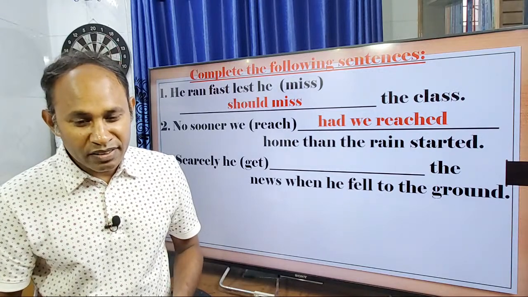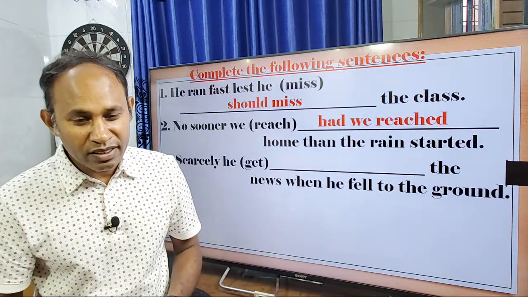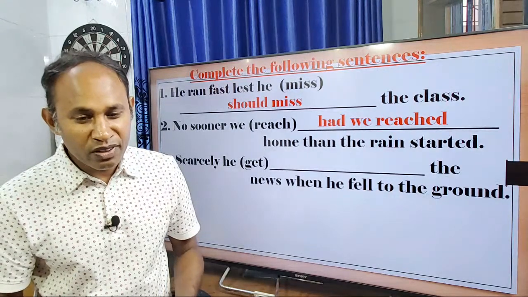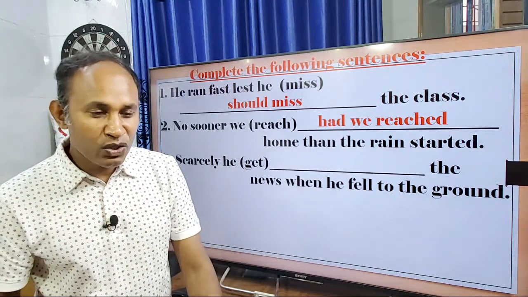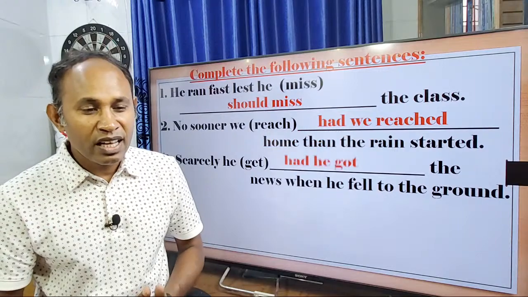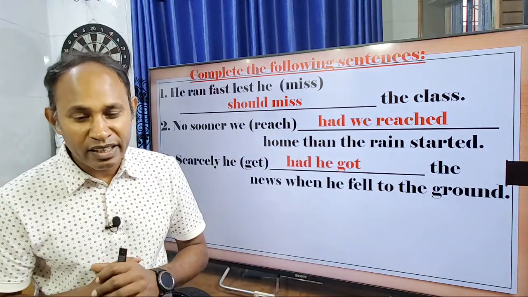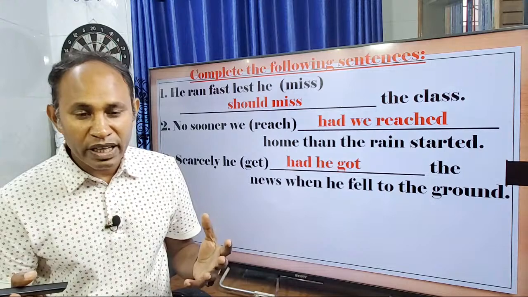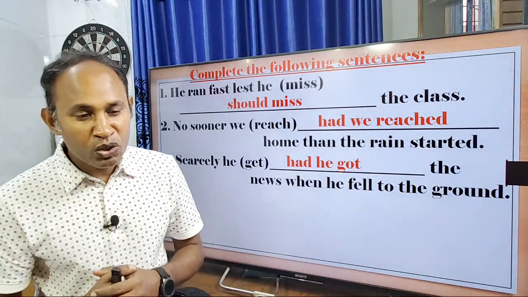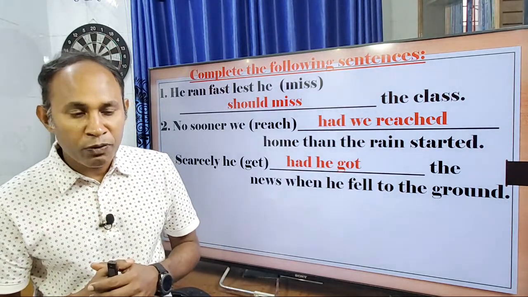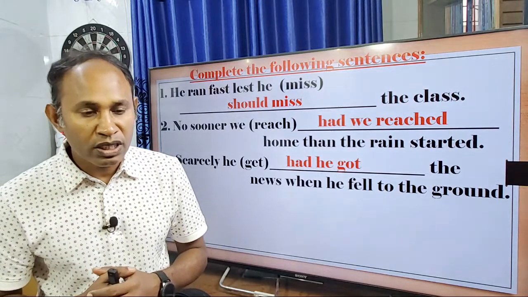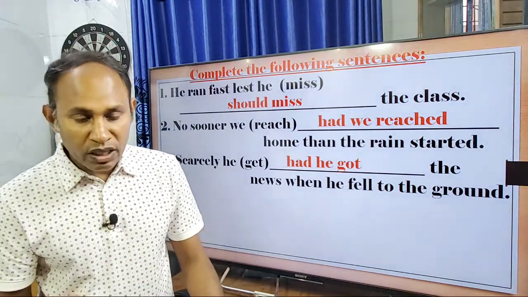You're doing fine. You're giving all the answers together. That's really wonderful. And this is a great shot indeed. So your answer, had he got, is the right answer. Or you can also write down had he gotten, because we know there are two past participle forms of the verb get. One is got, another one is gotten. And that's why your answer is correct.